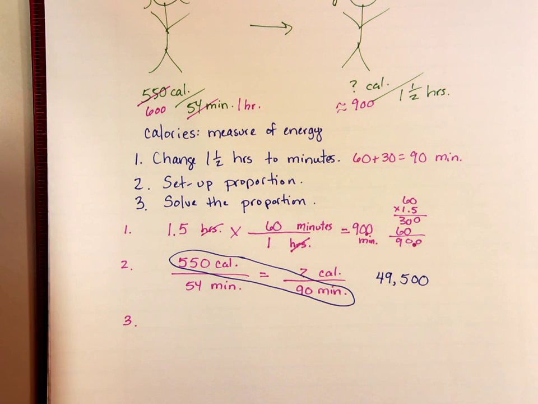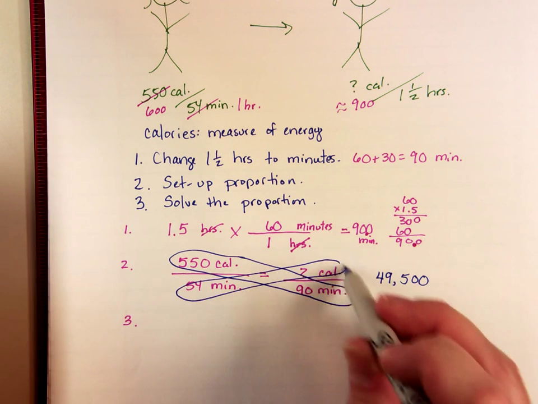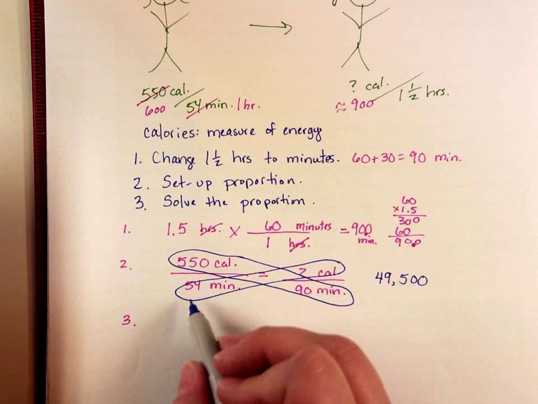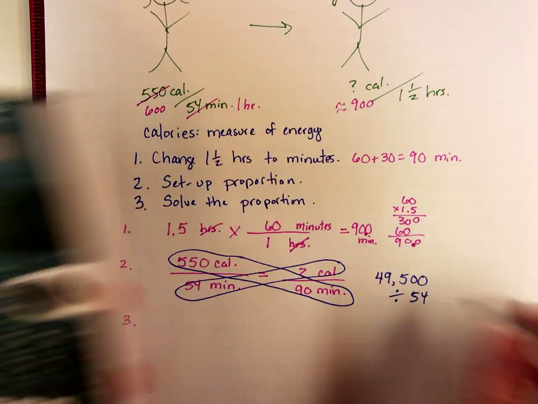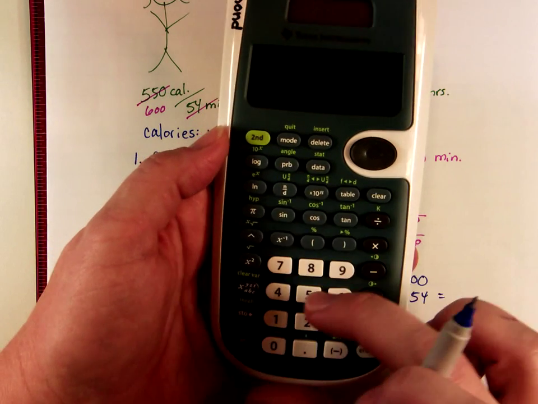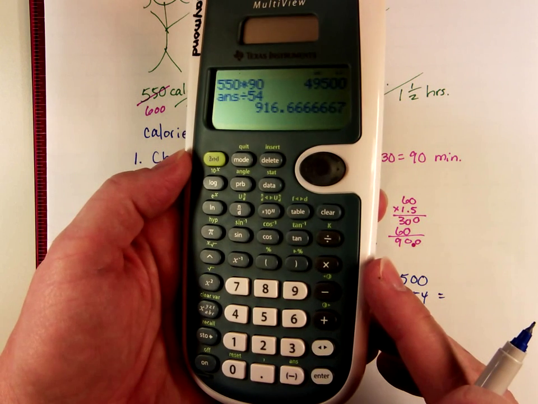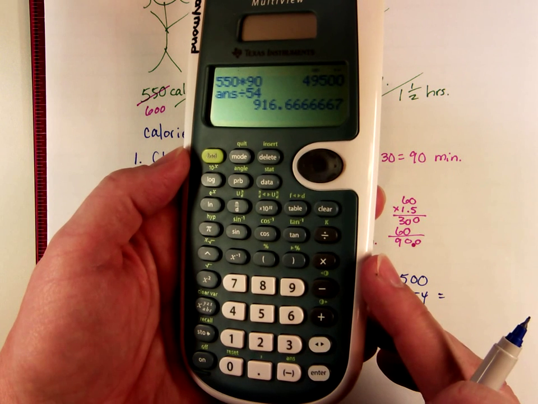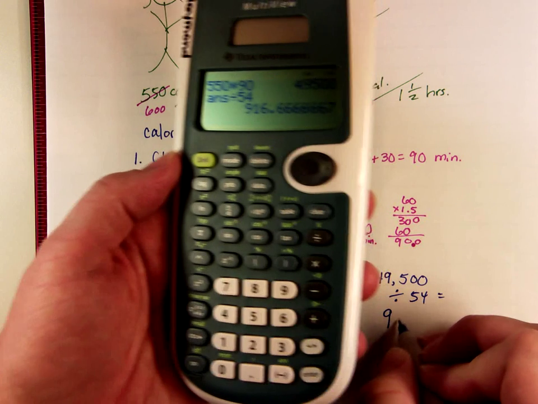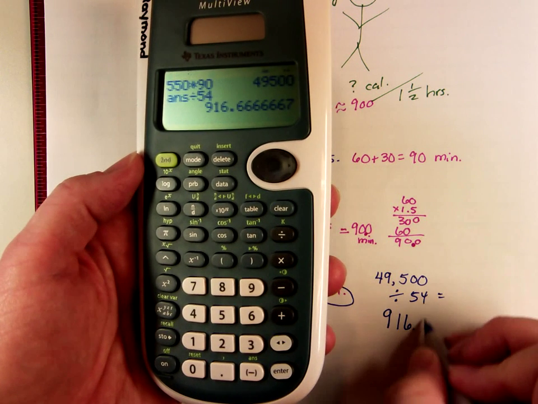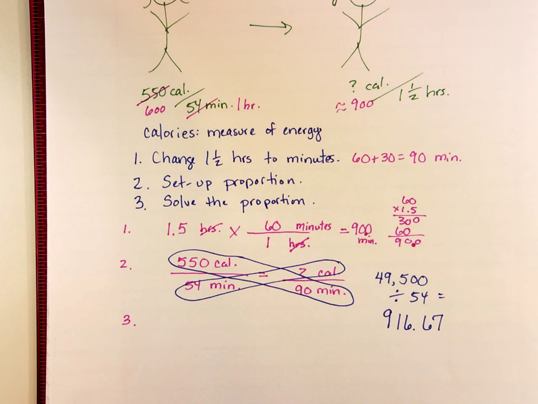That's the first part. Now the second part, you draw your x down like this. We don't know this number, so you just take the number that you know, divided by 54. Divided by 54, and I get 916.666667. We're going to round that. 916.67. That's how we solve the proportion.